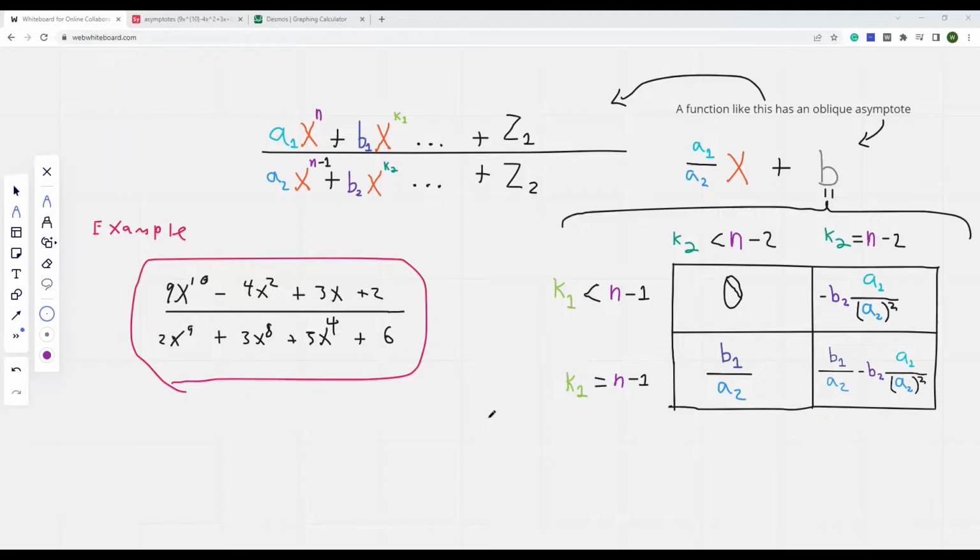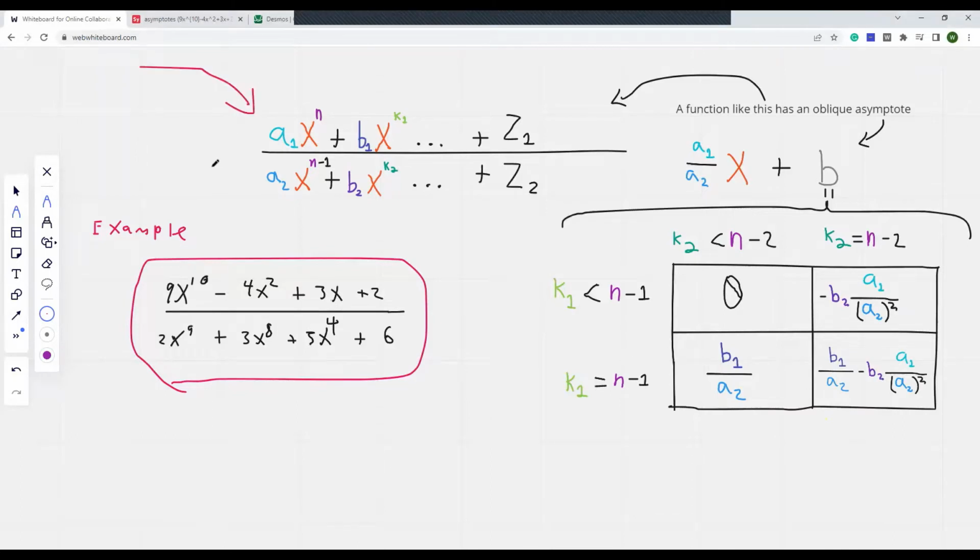So as you guys know, a function like this is always going to have an oblique asymptote where the term in the numerator raised to the highest power is just one greater than the term in the denominator raised to the highest power, right? Something of this form is going to have an oblique asymptote.